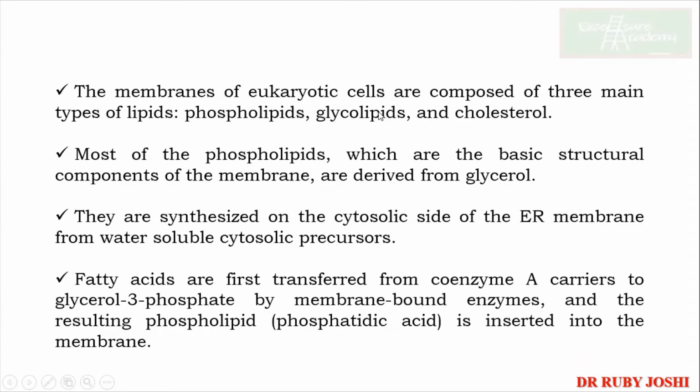With the figure, it becomes more clear. The membranes of eukaryotic cells are composed of three main lipids: phospholipids, glycolipids, and cholesterol. We all saw that, and they have a glycerol base. Now they are synthesized on the cytosolic side of the ER membrane from water-soluble cytosolic precursors. Because of this, synthesis happens on the cytosolic side only. So what is happening then? The cytosolic part of the ER will increase in length. And then the role of the flippase, or floppase, comes in. We'll come to that eventually. Fatty acids are then transferred from coenzyme A carriers to glycerol 3-phosphate by membrane-bound enzymes, and the resulting phospholipid is inserted into the membrane.